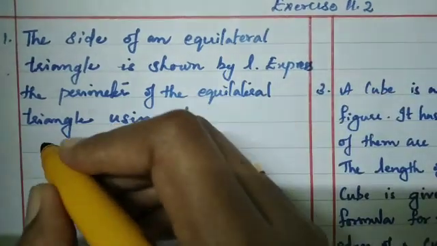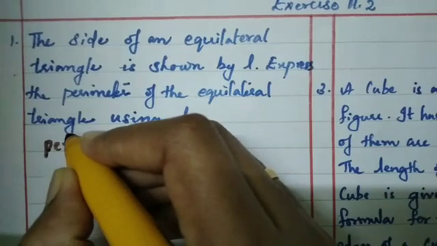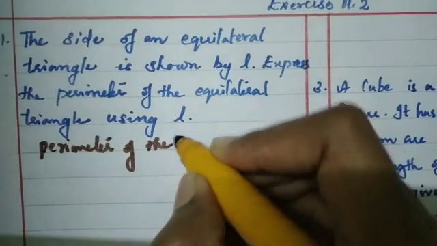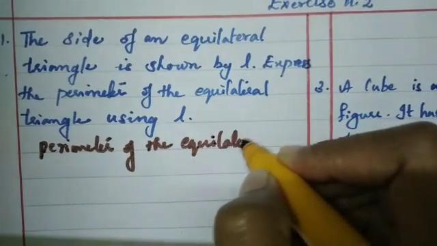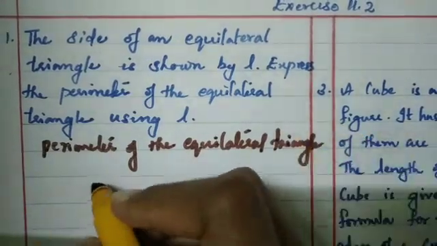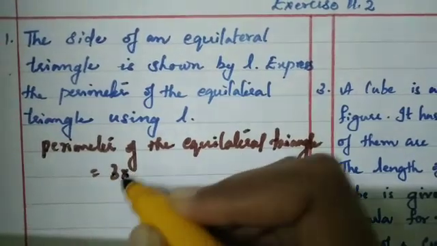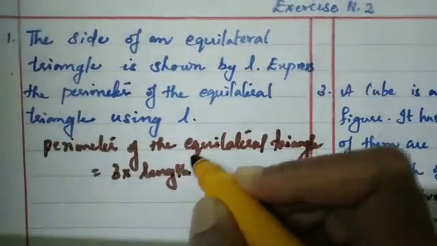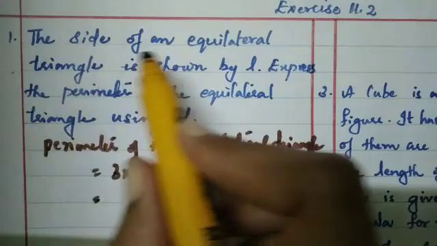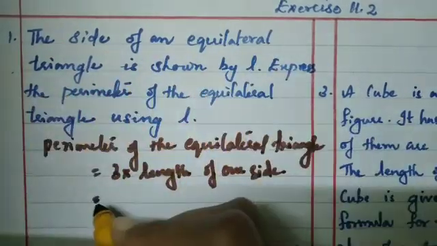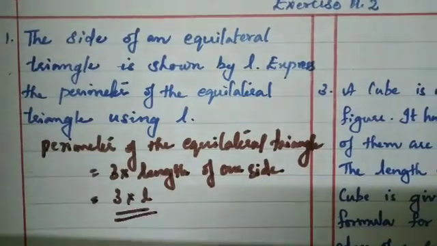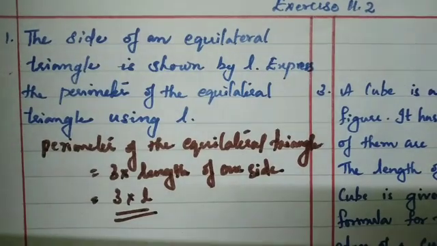What's the formula for perimeter of equilateral triangle? Perimeter of the equilateral triangle equals 3 multiplied by the length of one side. Here the length of the side of an equilateral triangle is shown by L. How to write it? 3 multiplied by L. Perimeter of the equilateral triangle is 3 multiplied by L.